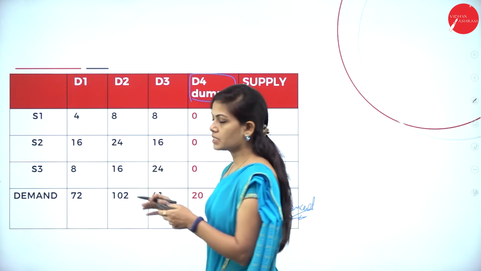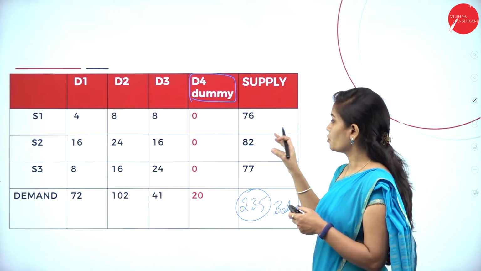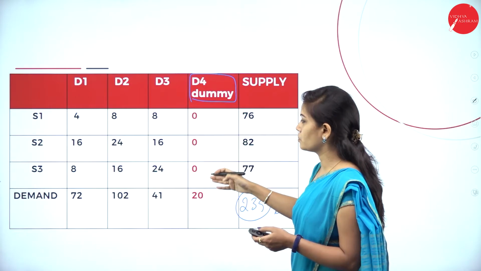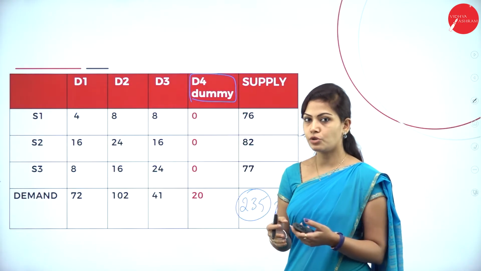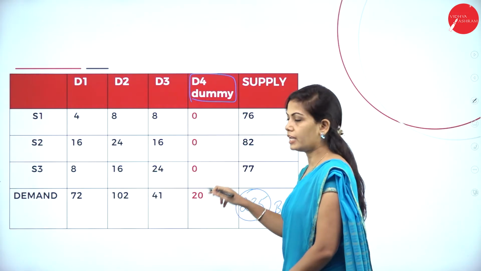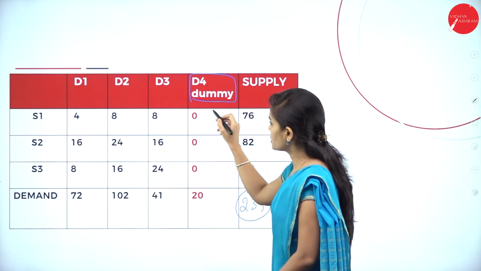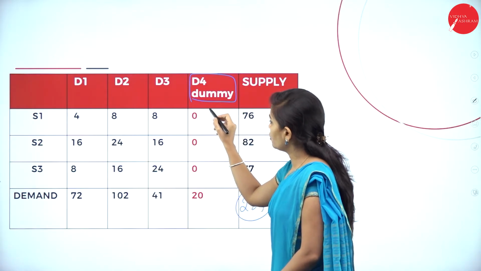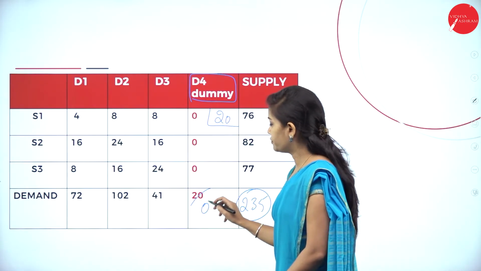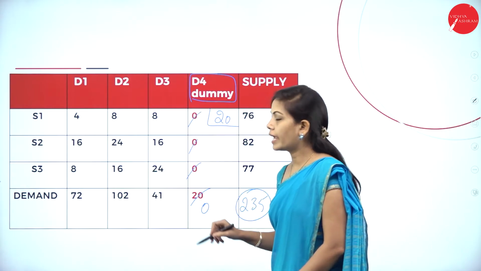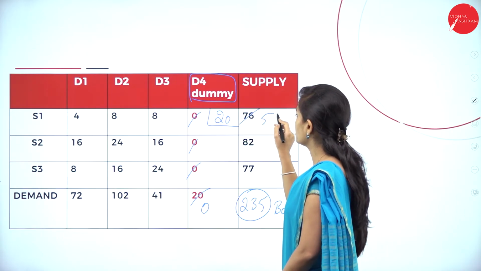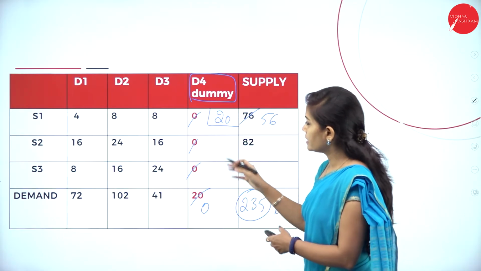And what is the first step for finding the least cost method? I have to select the least value. Here we have 3 zeros. You can select any zero. So 0 is my least value. Cross verify the demand value with the supply value. Demand value is lesser than the supply value. I will allocate 20 to this cell and it will become 0. If it is 0, you can cancel this entire column. 76 minus 20 is 56.